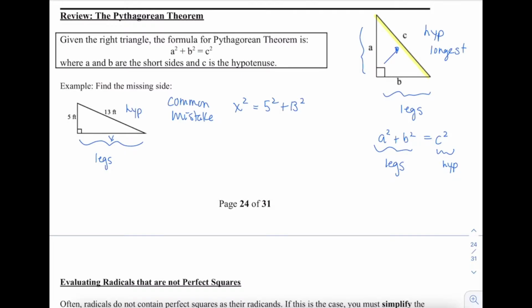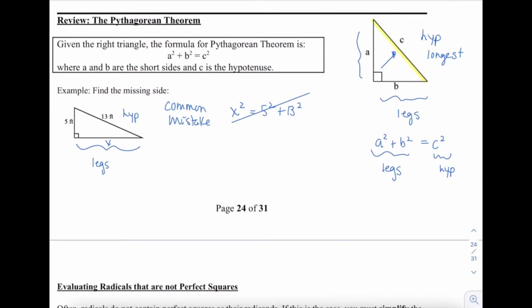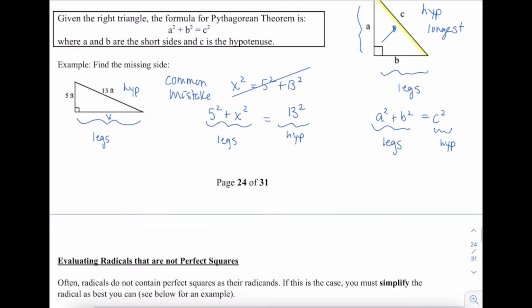But as we said, that can't be true because the legs have to go on one side and the hypotenuse goes on the other. So the hypotenuse here is 13, so it's 13 squared equals 5 squared plus x squared. So please don't make that mistake. You don't just automatically put the unknown on one side of the equal sign and the numbers on the other side. You have to make sure the legs are on one side.